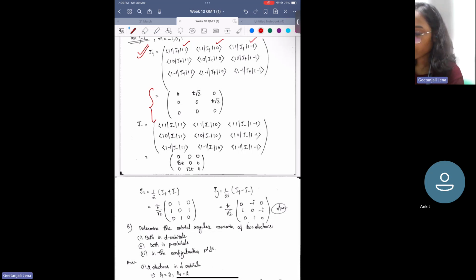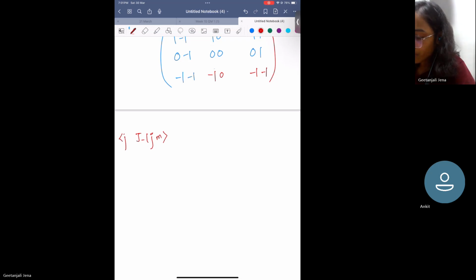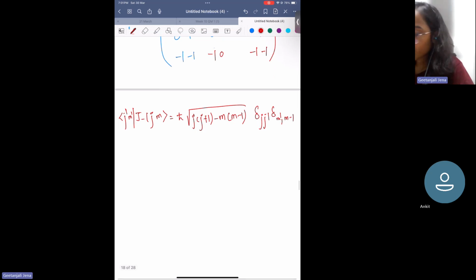So for J minus also, what you have to do, you have to take the matrix element as J prime, M prime. This will be equal to h cut root over of J into J plus 1 minus M into M minus 1, delta J prime, J, delta M prime, M minus 1. So J prime and J are the same. So what you are left with is this, and J is 1. So that means this is 2 minus M into M minus 1, delta M prime, M minus 1.